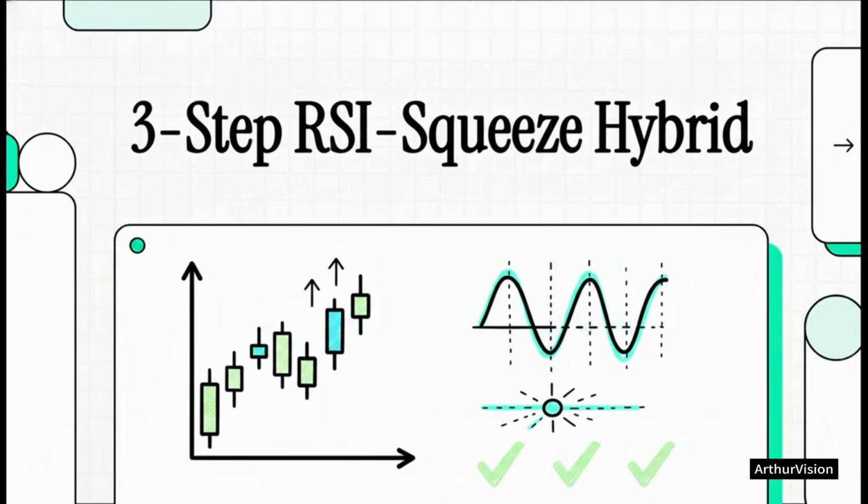But hey, there actually is a way to decode these seemingly chaotic charts. In this explainer, we're going to walk through a highly specific framework to spot the forensic footprints of smart money. It's called the three-step RSI-Squeeze Hybrid strategy, and it is a total game-changer for high-volatility penny stocks.